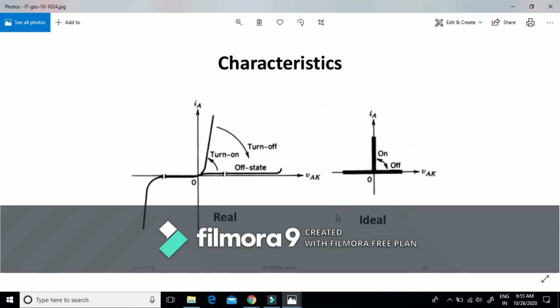This is the practical and the ideal characteristics of SCR. Like SCR, GTO can be turned on by applying a positive gate current, and it can be turned off by applying a negative gate current. And this GTO can block both negative as well as positive voltage. This is the off state, and these arrows show turning on of GTO by applying gate current and turning off by applying negative gate current. This is the ideal characteristics of the GTO.